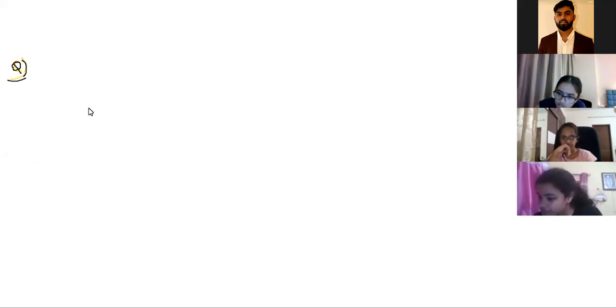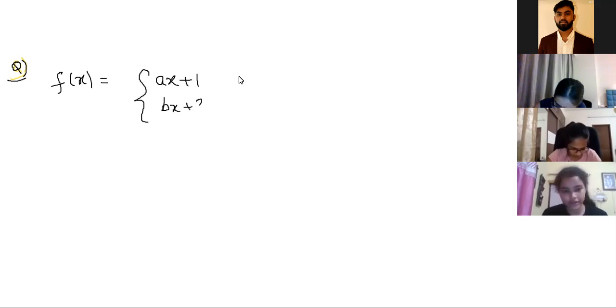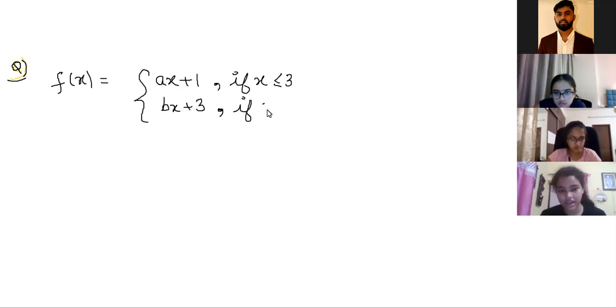Okay, so find the relationship between a and b so that the function f(x) is continuous at x equals 3. Now we are given a function ax plus 1, bx plus 3, if x is less than equal to 3. Now look again, we have something like greater than equal to and less than. So we know what we have to apply over here, the LHL RHL concept.